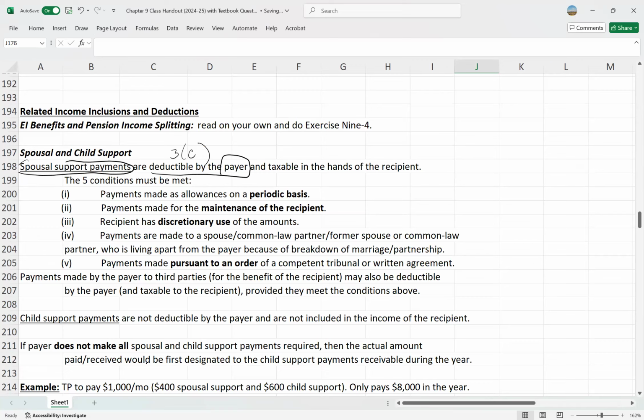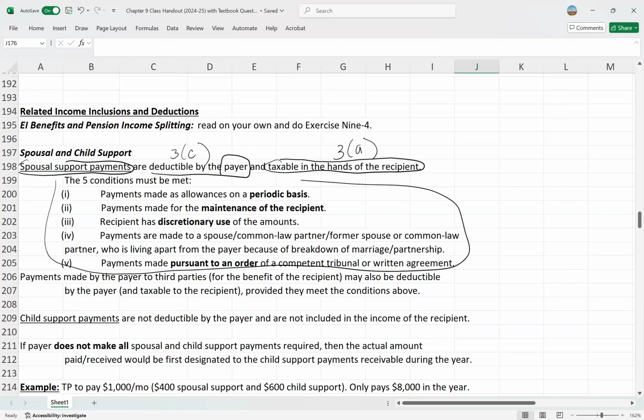But the recipient also is going to be taxed on that. So if you are receiving spousal support, you have to include it in your income in 3A. Now, the textbook talks about the 5 conditions that have to be met in order for the spousal support payments to be deductible. Just as long as they're periodic, paid every month, they're basically to help the recipient with their expenses.